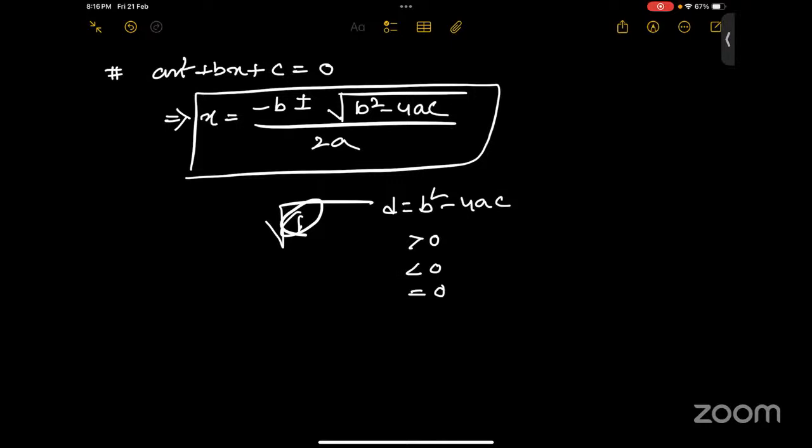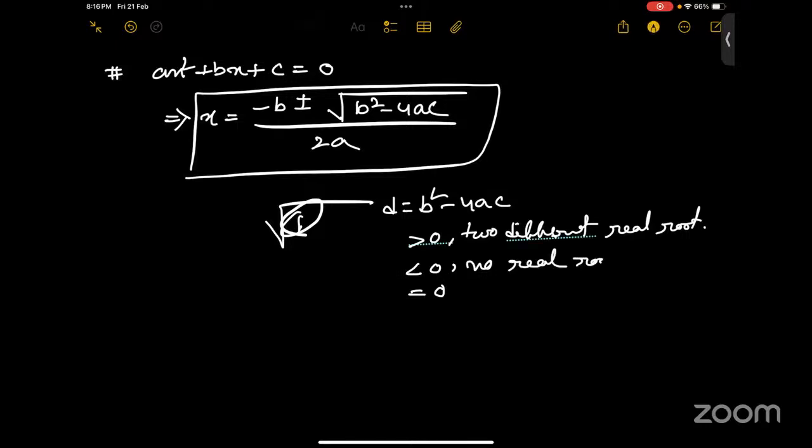If it is greater than 0, then what is the conclusion? Anyone? Then it has two different real roots. And if it is negative, then no real roots, imaginary roots. And if it is 0, then a repeated root, right?